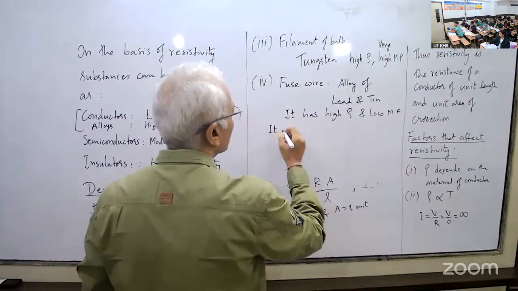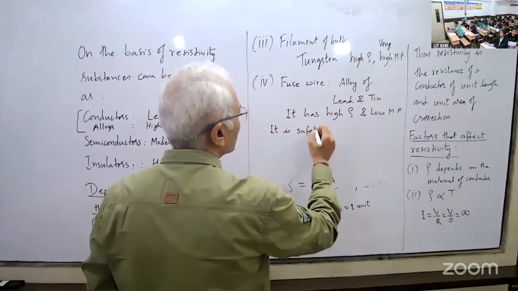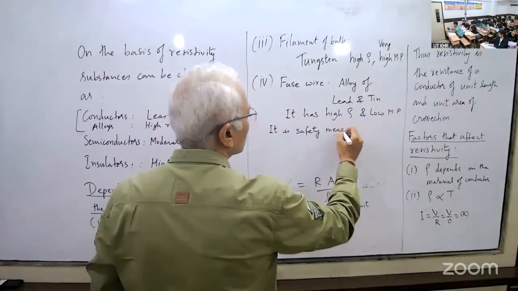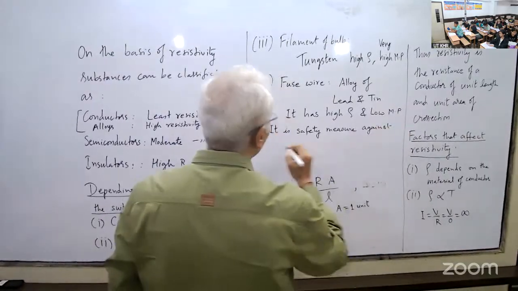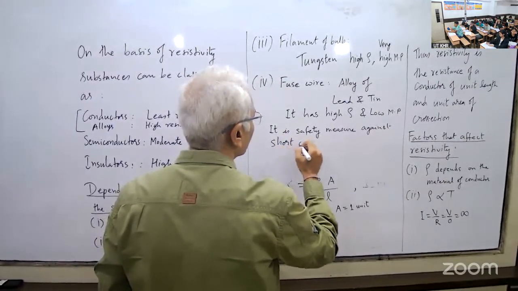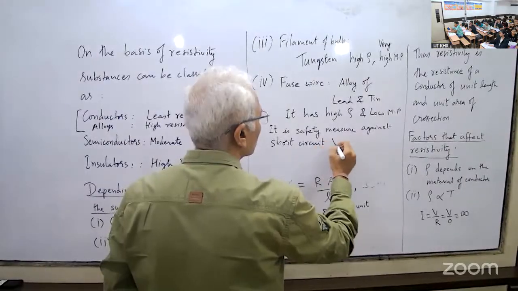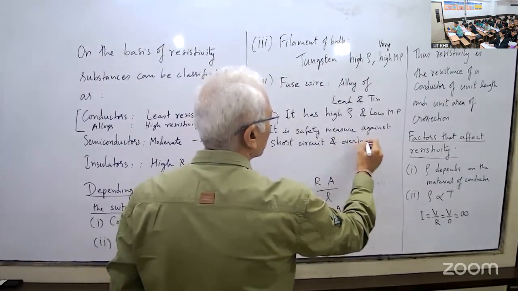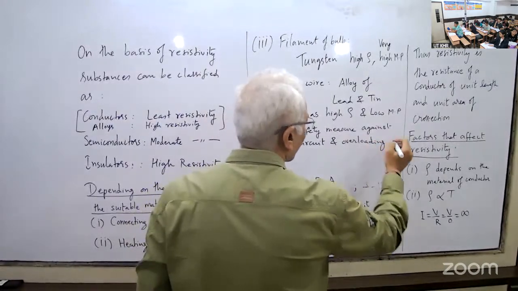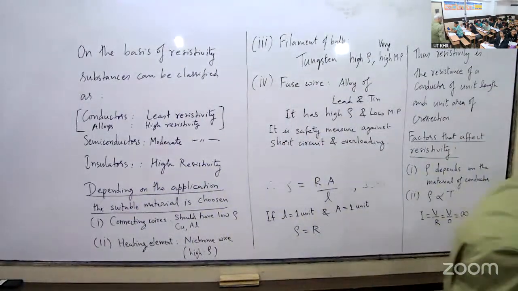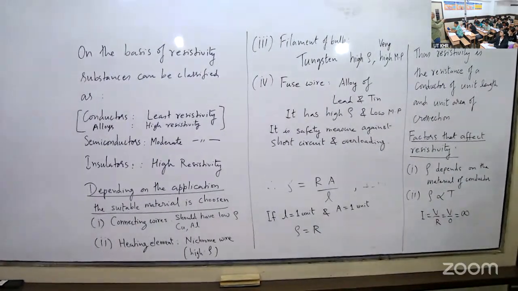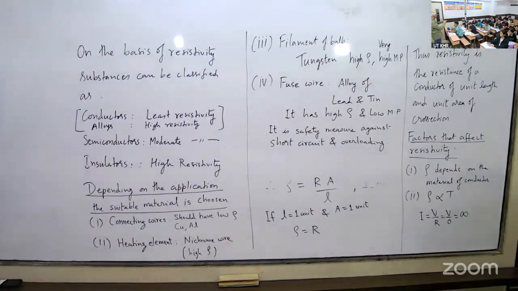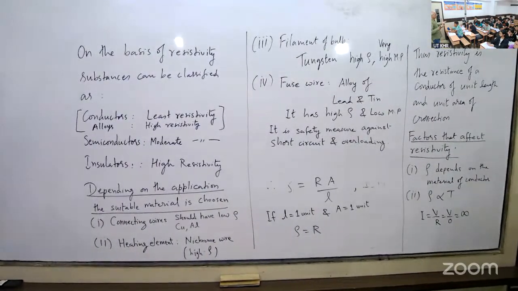It is a safety measure against short circuit and overload. So there are two reasons for high current flowing in the circuit. One is short circuit, like accidental coming in contact of live and neutral. The other is overload. Overloading means your wiring is adequate only to carry a current of, say, 5 amperes.